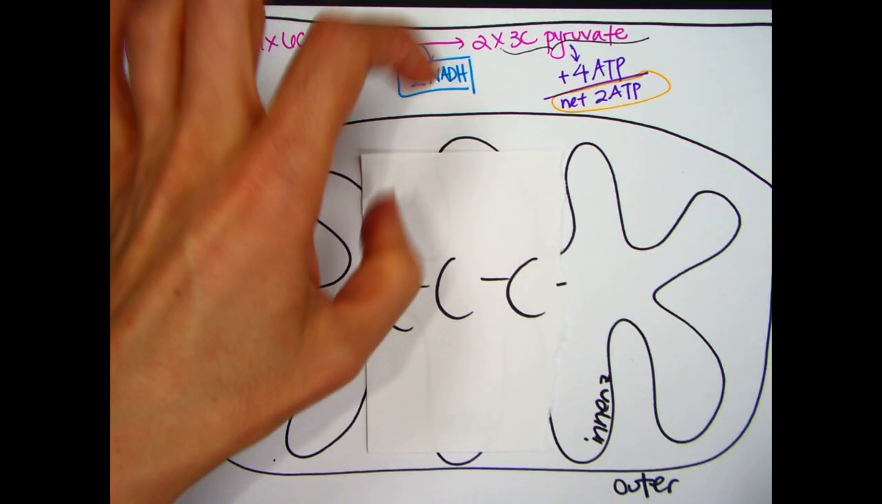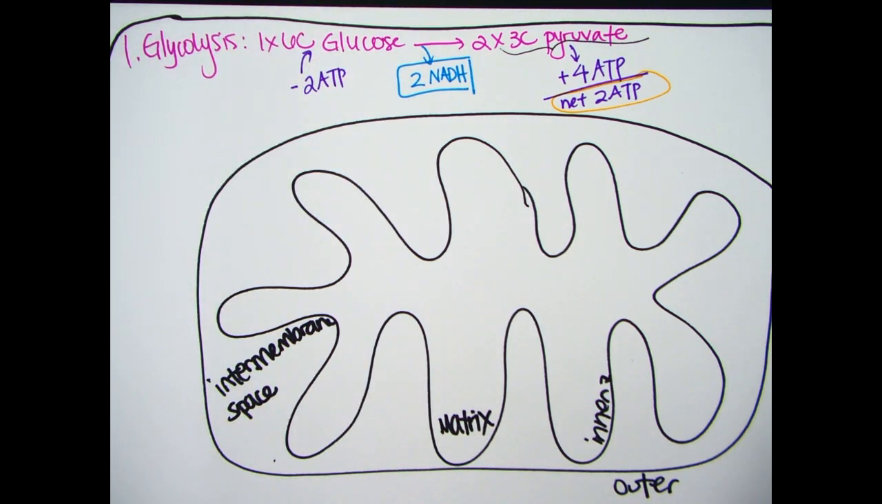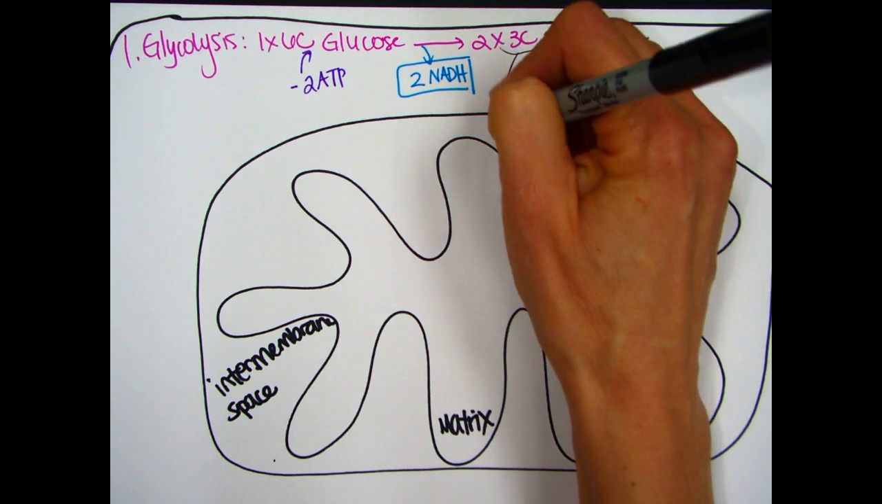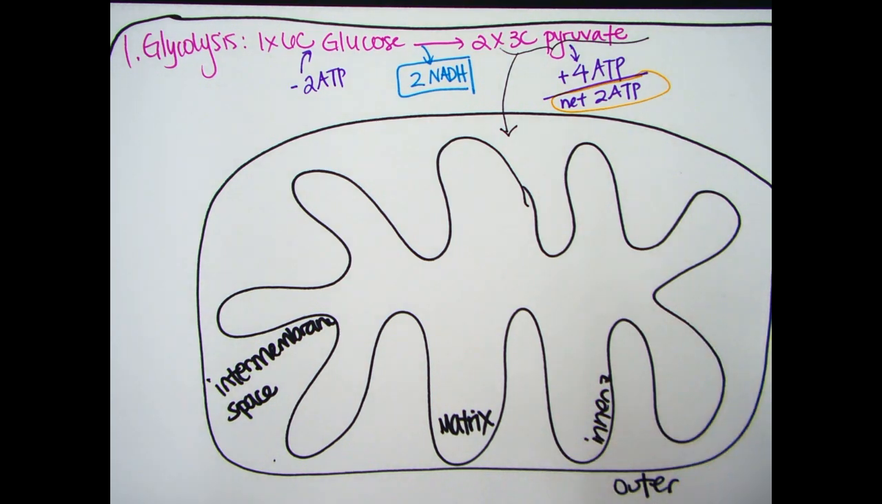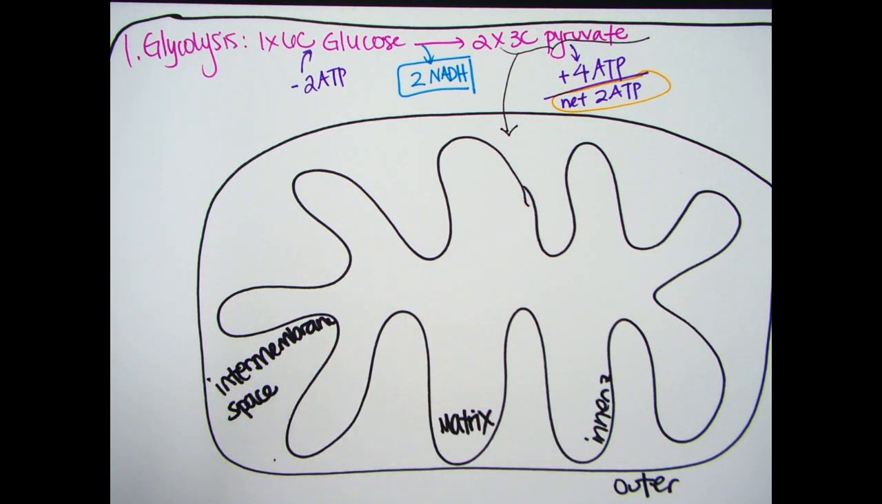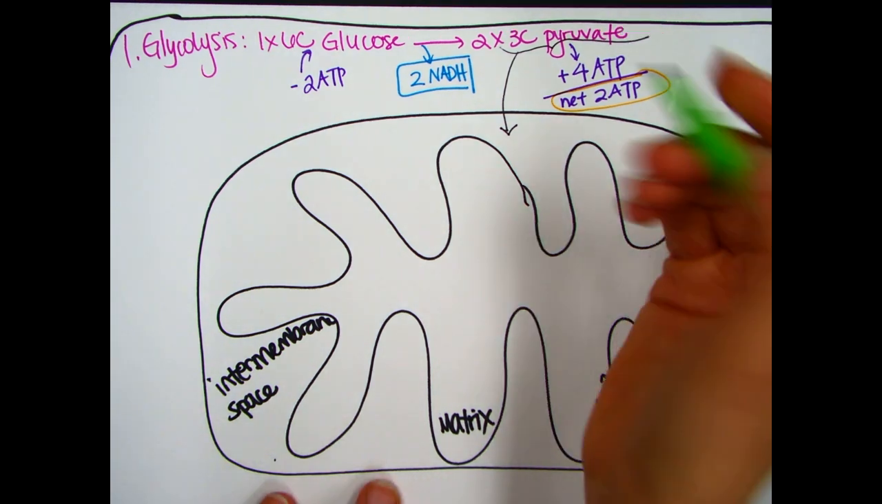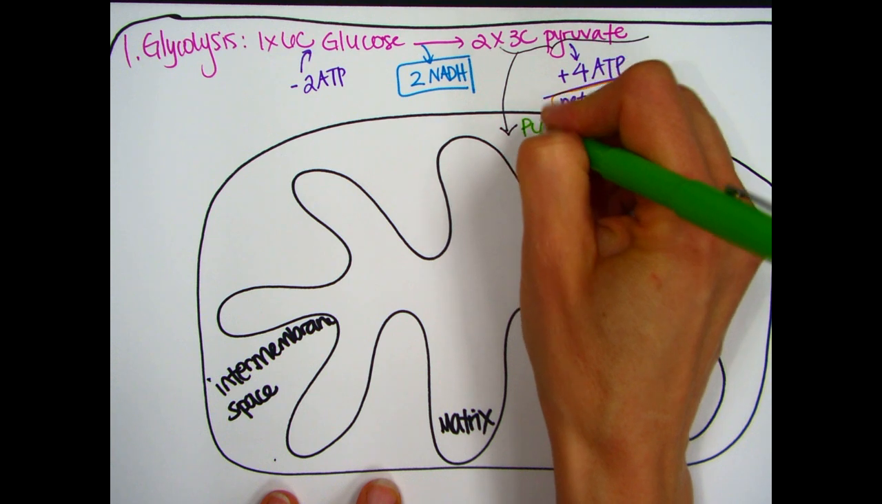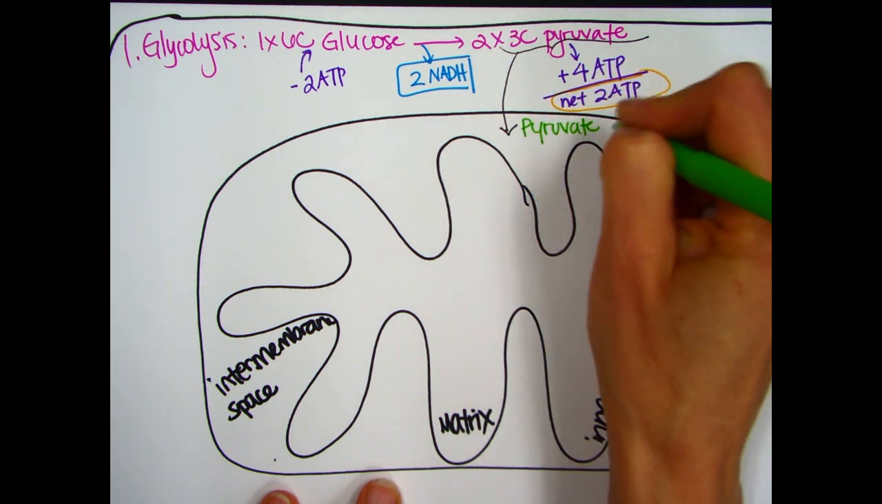So we're going to take our 2 3-carbon pyruvates and we are going to actually move them into the mitochondrion, into the intermembrane space, the space between the 2 membranes. And so there we're going to do pyruvate oxidation.